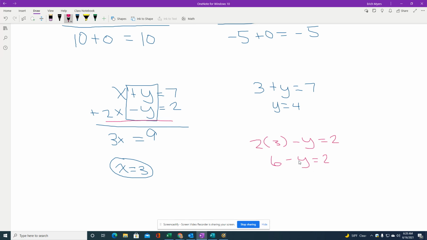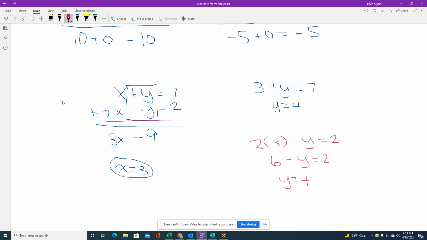And I know some people may be looking at that negative sign. Well, would that be negative 4? When we put a positive 4 in here, it'll instantly become negative because of that negative sign right there. But it is still 4. 6 minus 4 is 2. So y is equal to 4. So you can see in both equations, the answer is x is 3, y is 4.